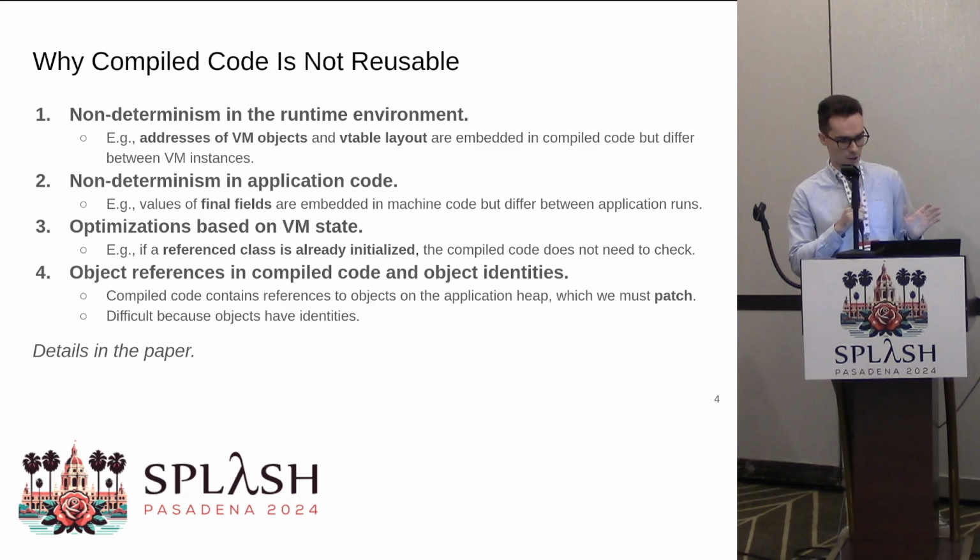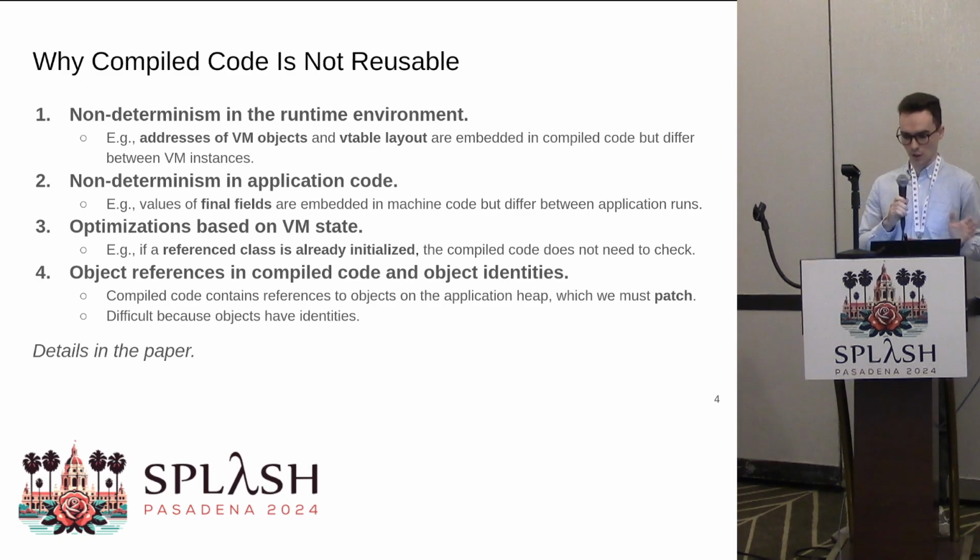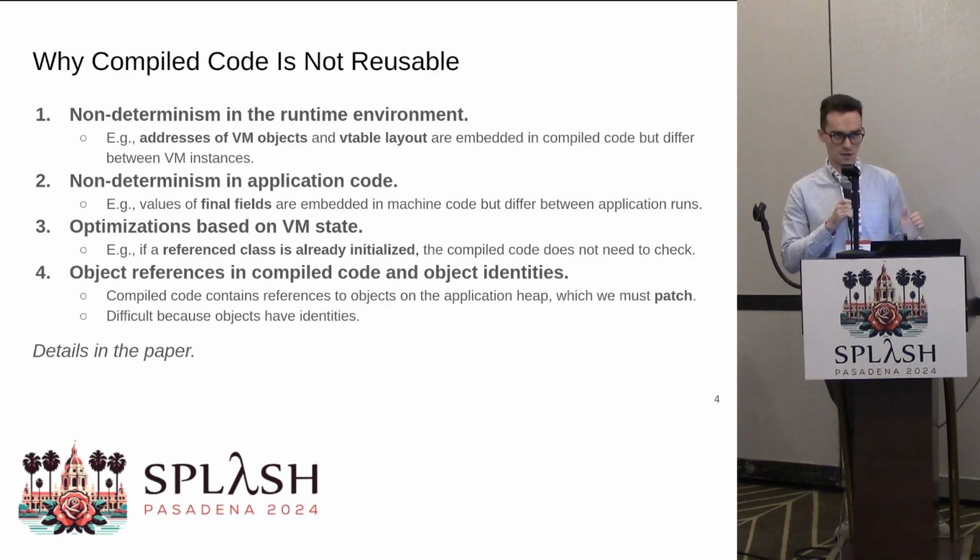Now the third point is about optimizations based on the state of the VM. So as an example, classes in Java have initializers, and when a class is first referenced, the runtime has to invoke that initializer.